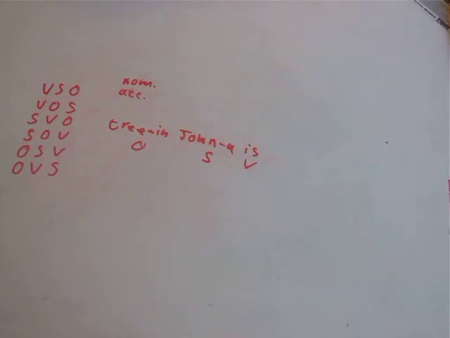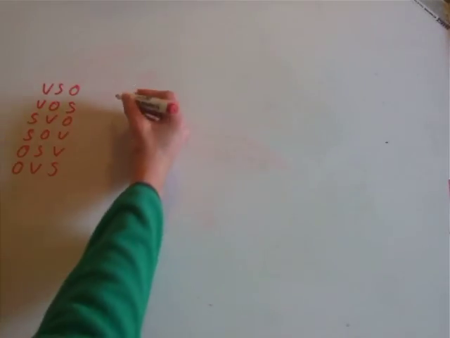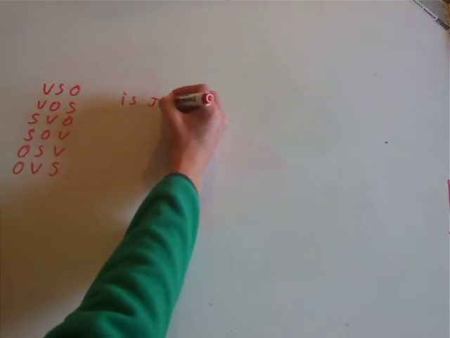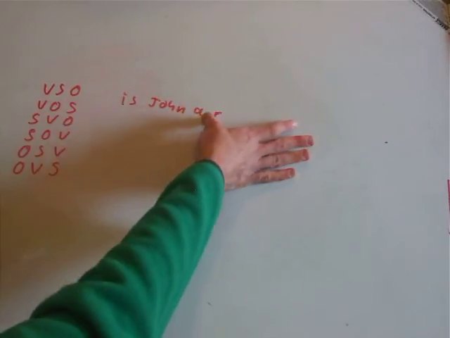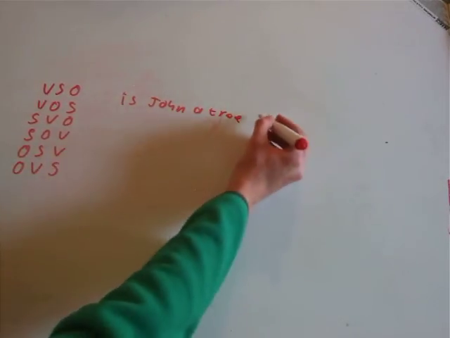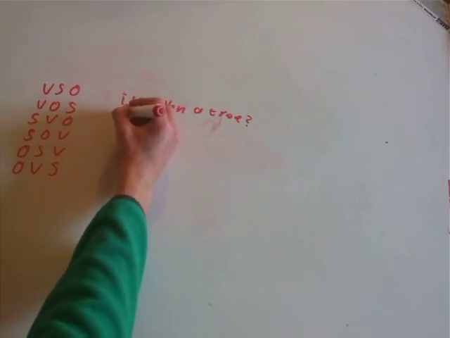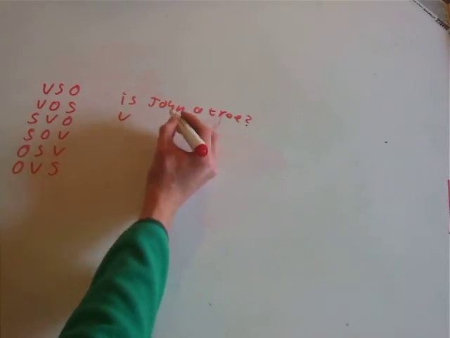So languages with noun cases don't have a very strict word order. Languages without them, like English, have a very strict one. The only exception that I can think of in English is when you're asking a question. Is John... what am I doing there? Is John a tree? Is is the verb coming at the front for the first time ever. The only time in English I can think of.